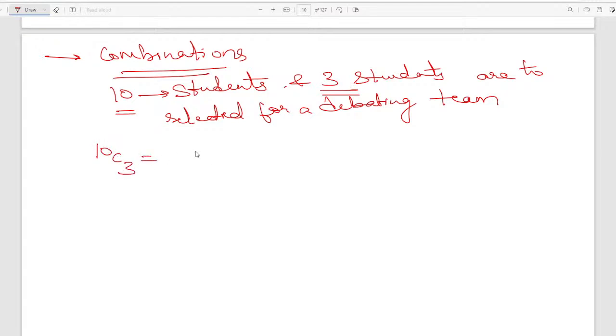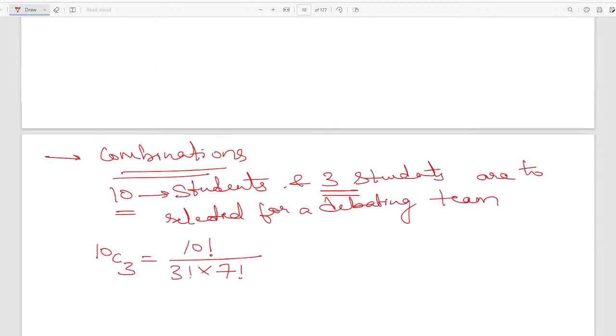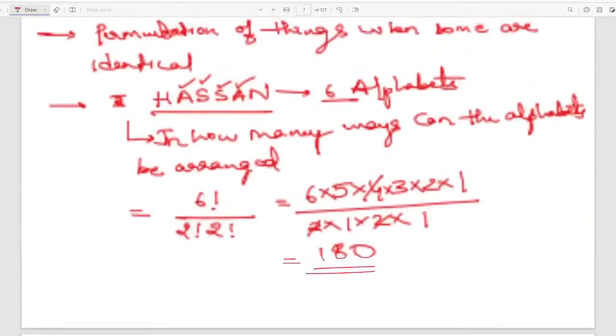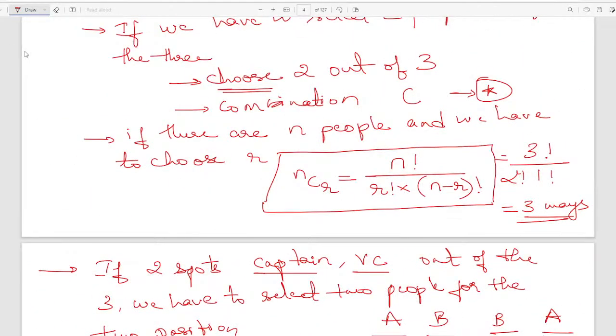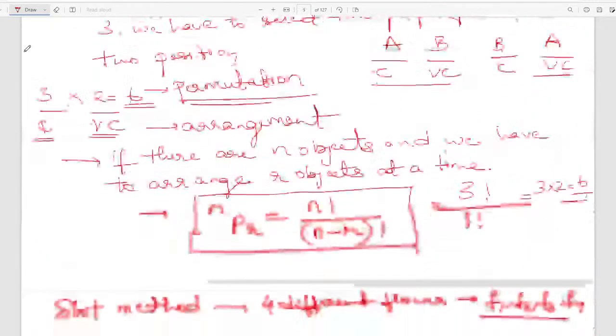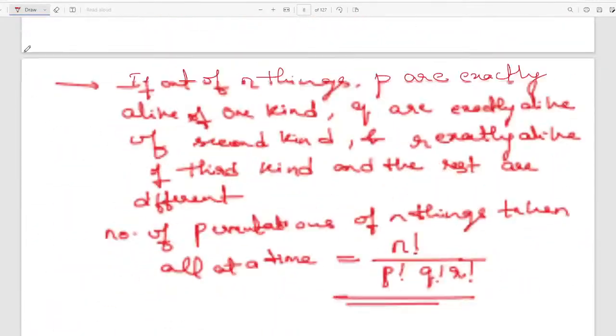This is equal to, you can use the formula there. It is 10 factorial divided by 3 factorial into 7 factorial. This formula, nCr is equal to n factorial divided by r factorial into n minus r factorial. This is one way of solving this.